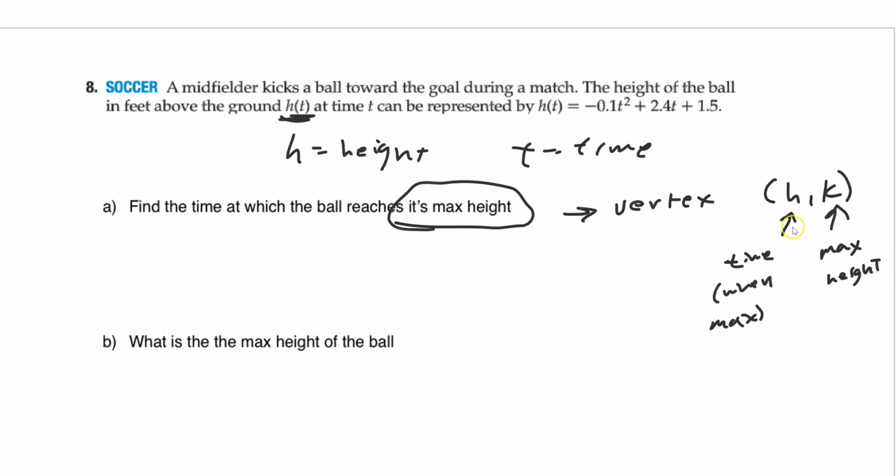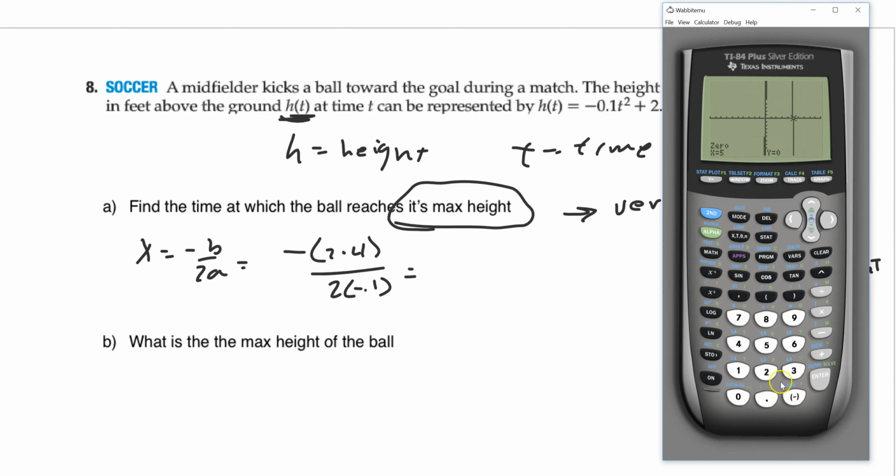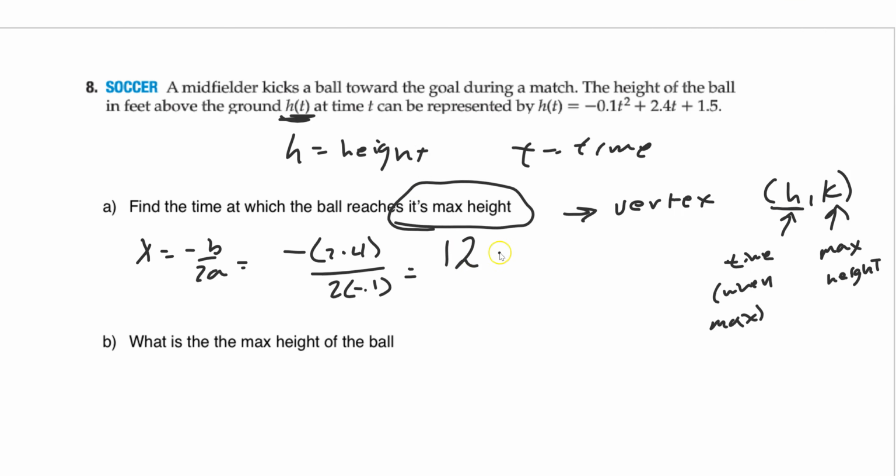So to find the time, we're looking for the x value. So all we've got to do here is find the vertex. X equals negative b over 2a. So this is negative 2.4 over 2 times negative 0.1. It's an application problem, so feel free to use a calculator. I'm going to use one right now. Negative 2.4 divided by 2 times, ooh, we have parentheses, 2 times negative 0.1. I've got to make sure it's in parentheses down there. And I get 12. Hey, not bad, 12 seconds. So it took 12 seconds to reach its max height.